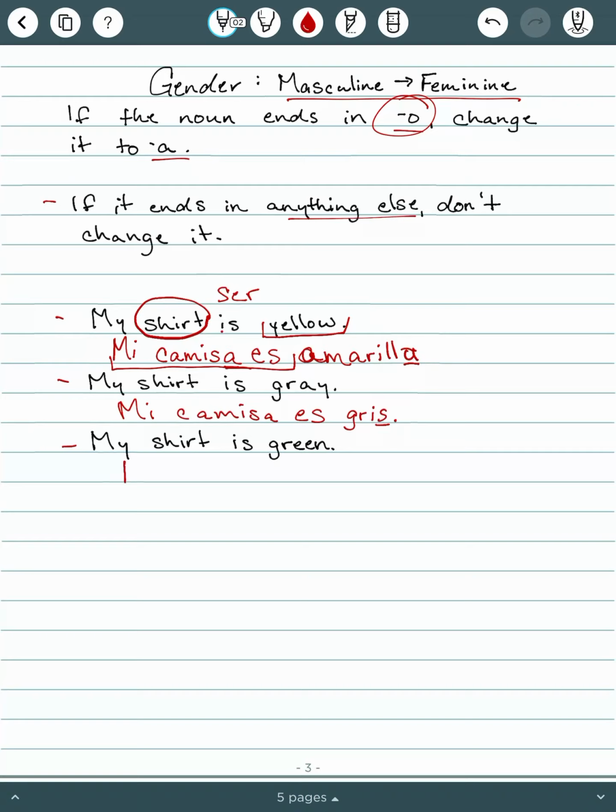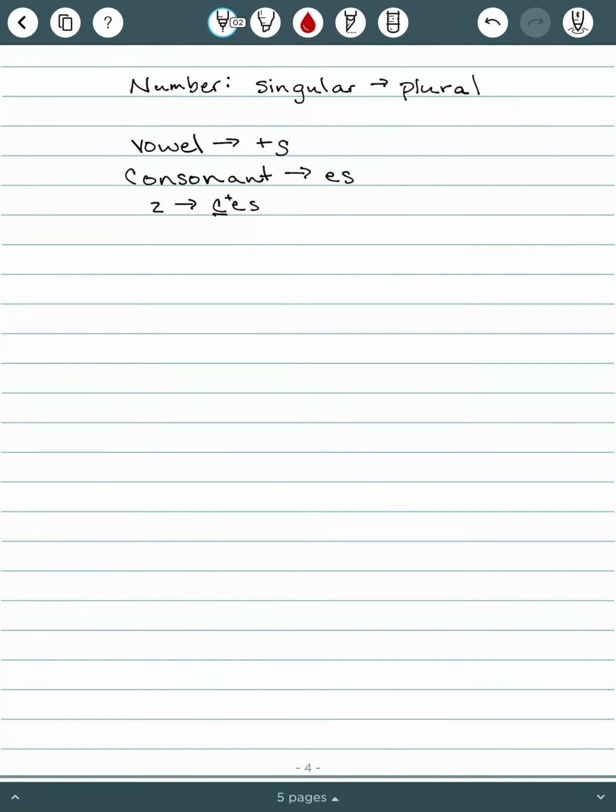The next one, my shirt is green, mi camisa es. And then the word for green is verde. So verde ends in an E, which is not an O, so we are not going to change it. All right, so that's masculine and feminine. It all, again, depends on that noun. So let's move on to singular and plural.